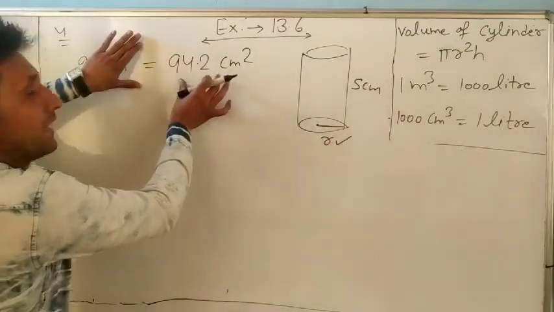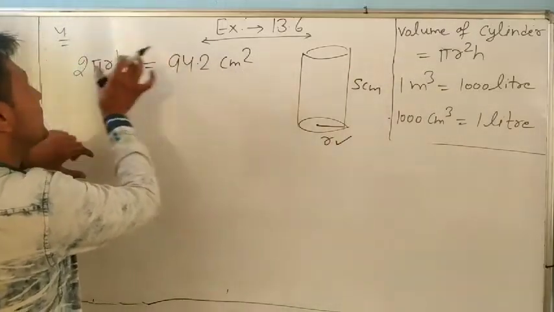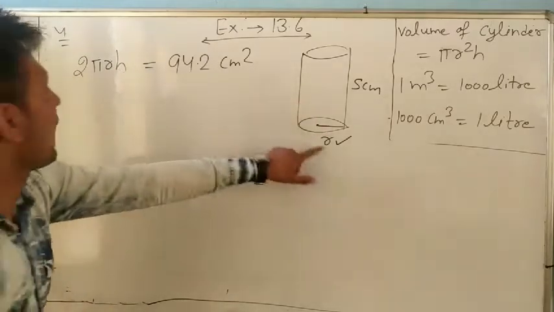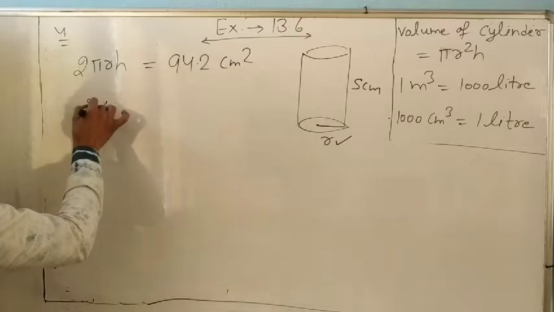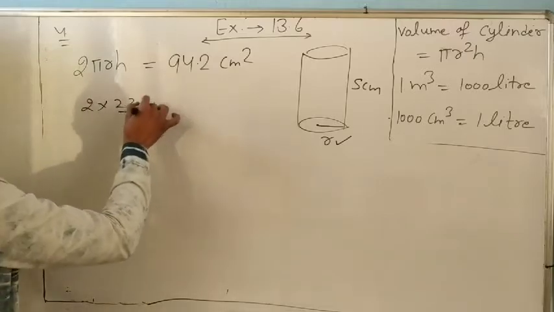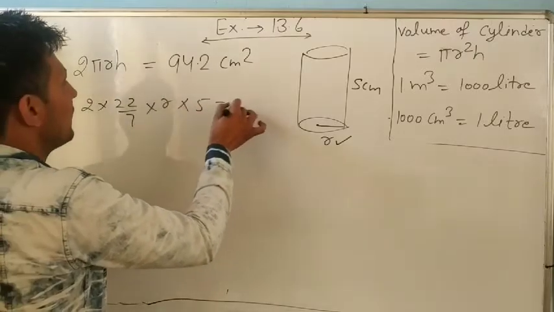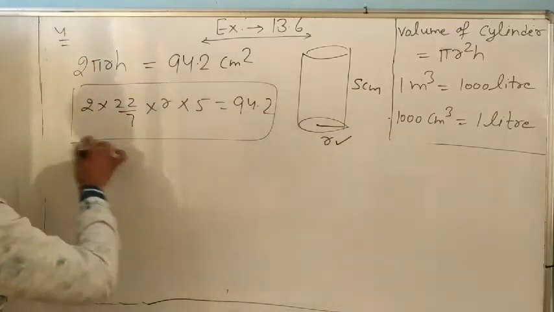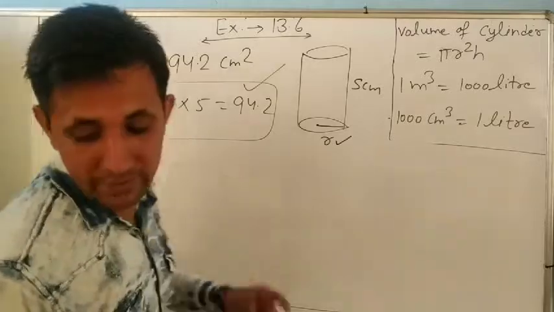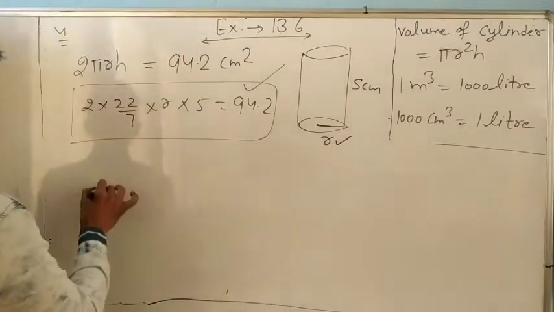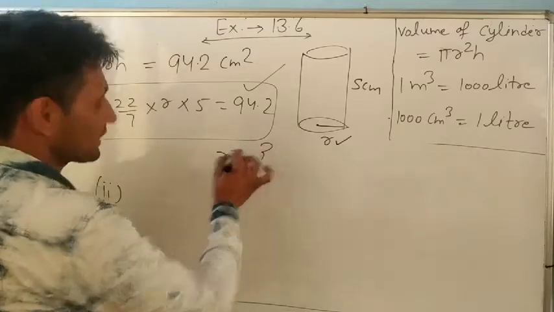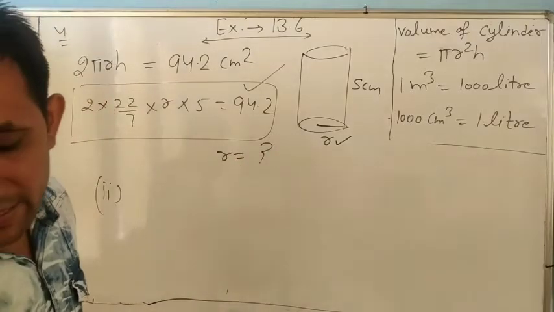So we will put the lateral surface area equal to its formula 2 pi RH. H is given, R we can find: 2 into 22 by 7 into R into H equals 94.2. Can you find the radius from here? Yes, you can. So from the first part we will find radius R.